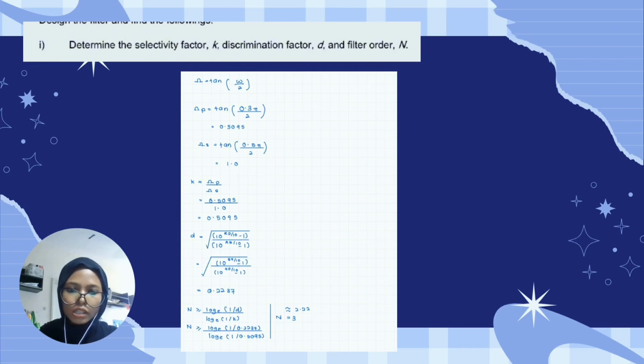Since a physical filter must have an integer number of stages, we round up to the next whole number. Our hand calculation confirms that a third order Butterworth filter is required.